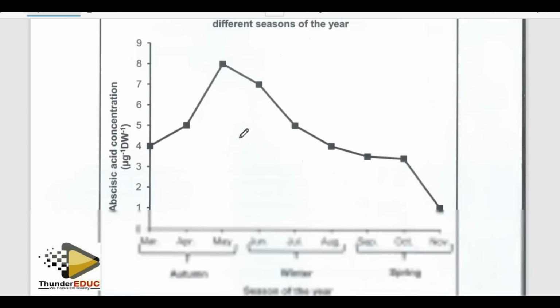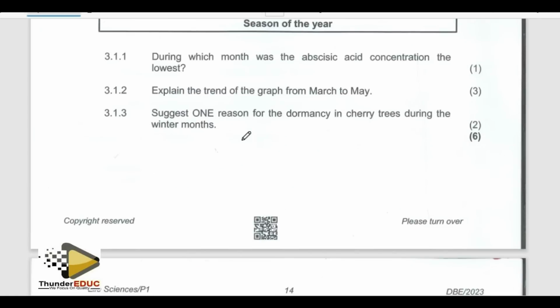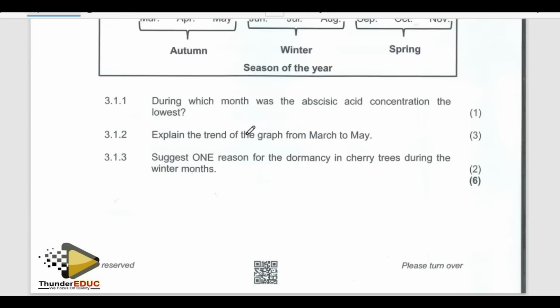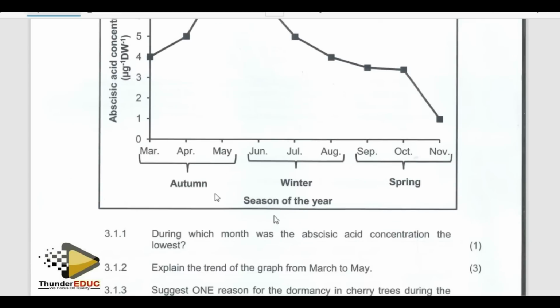Question 1. I need to be a little bit faster so that I finish. The first question, they are saying that during which month was abscisic acid concentration lowest? It's obvious, guys. During which month? Check this is concentration. November. Simple. November.